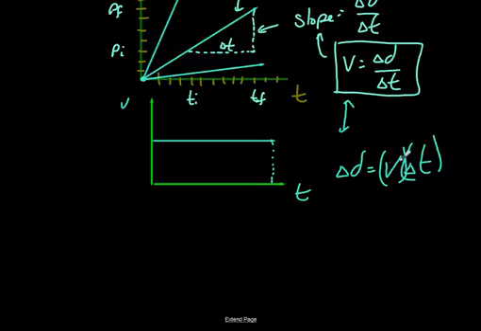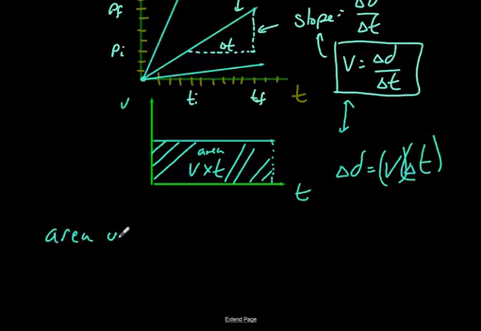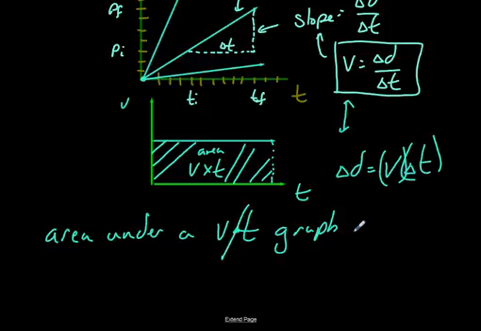So if you look here, I'm saying I multiply velocity times time. Have a look at this graph. Here's the velocity, here's the time. If I multiply velocity times time, what I'm really finding is the area under this curve. Not really a curve, it's a line, but the area under this line. So the area under a velocity time graph is displacement.